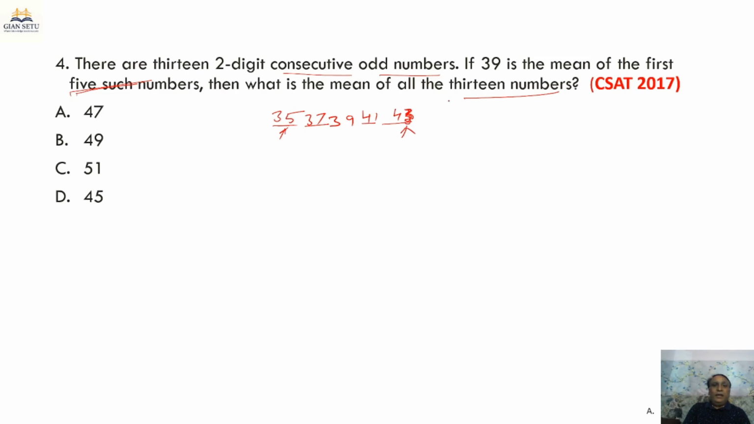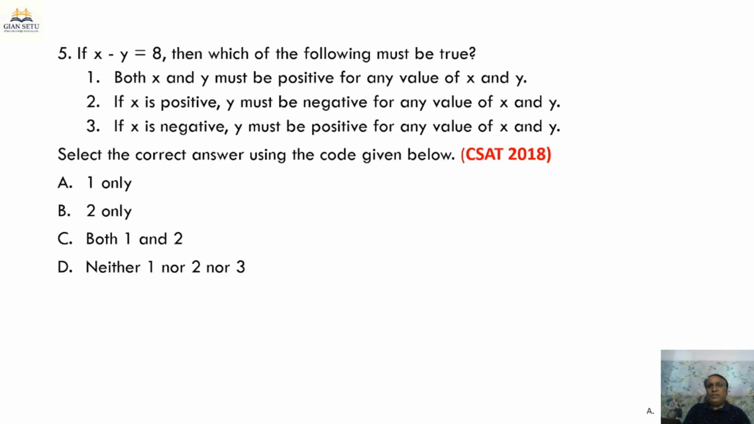Now we need to find the mean of the 13 numbers. The mean of the 13 numbers will be the middle one, which will be the seventh number. We know that the fifth number is 43, sixth number will be 45, and seventh number will be 47. So the mean of these 13 numbers will be 47. So right answer is 47 here. Okay, now let's move to question number 5.